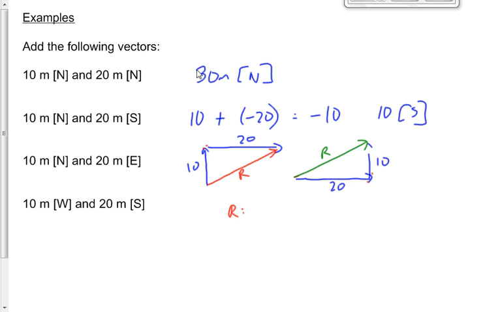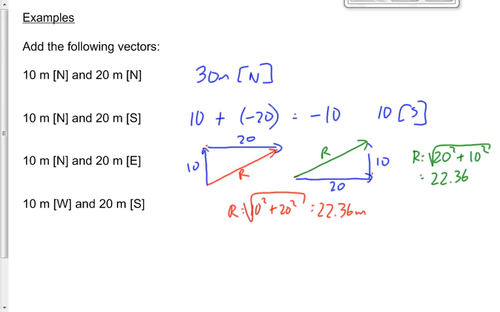So it's the square root of 10 squared plus 20 squared. 10 squared is 100. 20 squared is 400. 100 plus 400 is 500. Square root of 500 is about 24-ish. 22.36. Thank you, Derek. Let's solve for the red one, or for the green one, I should say. It's equal to 20 squared plus 10 squared, square rooted. R is equal to, lo and behold, 22.36.